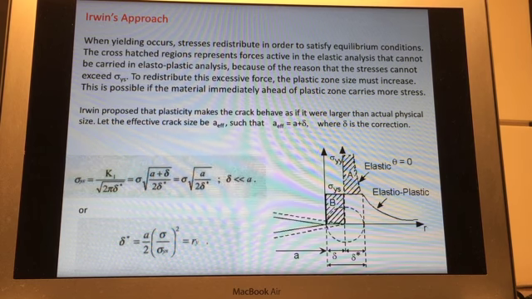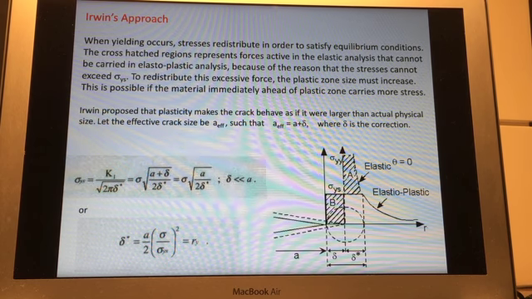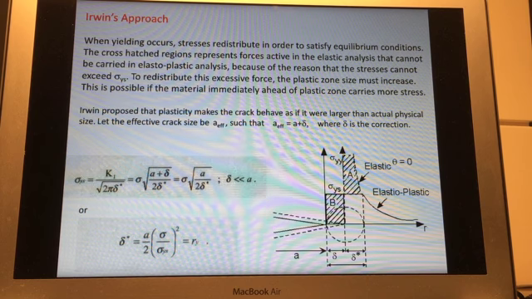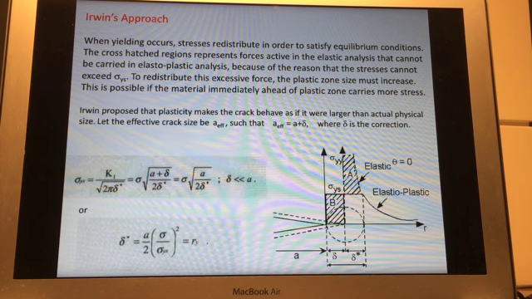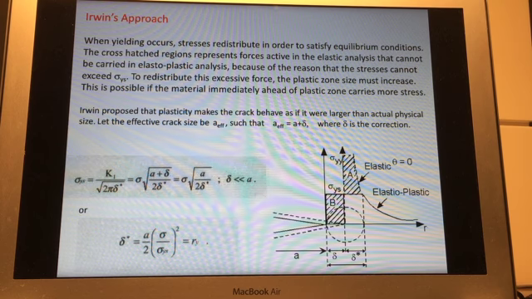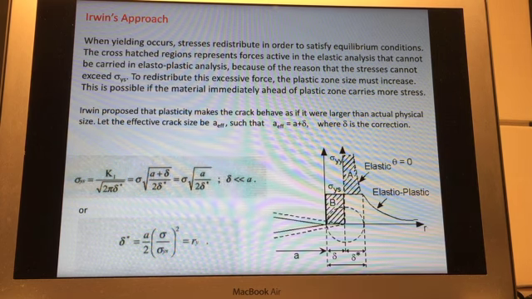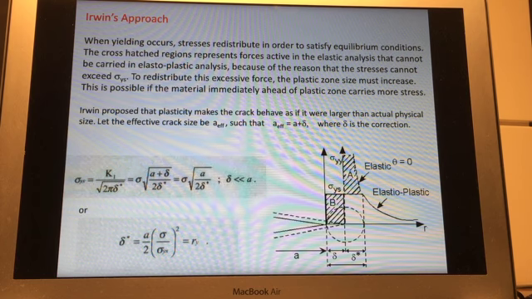But then Irwin had a more detailed version of his theory. When yielding occurs, stress is redistributed in order to satisfy equilibrium conditions. The cross-hatched regions represent forces active in the elastic analysis that cannot be carried in the elastoplastic analysis.